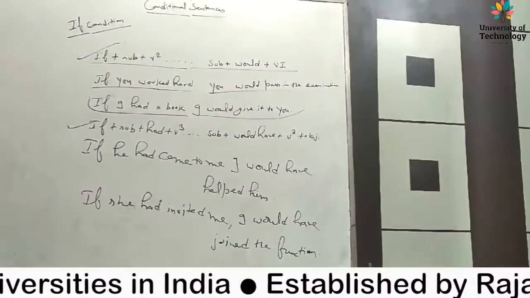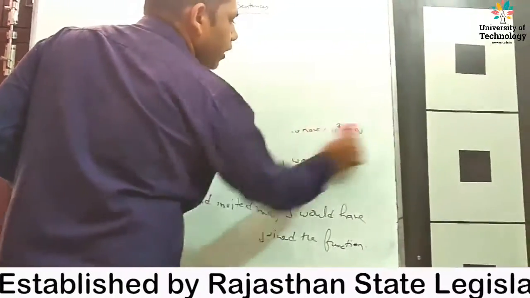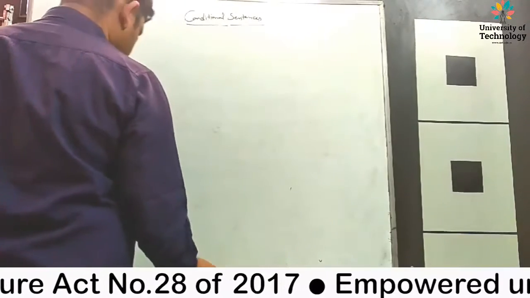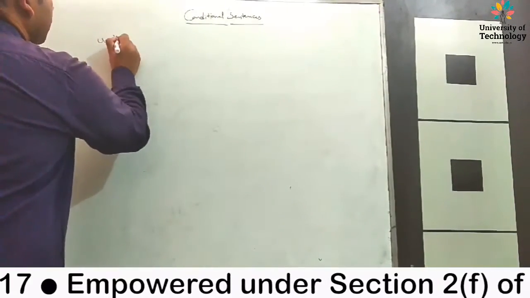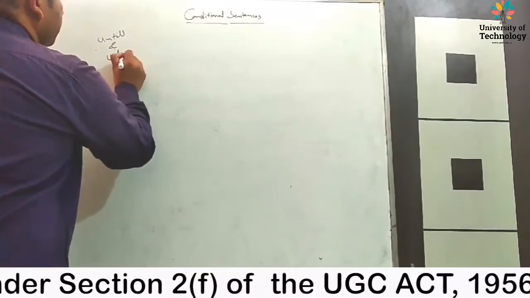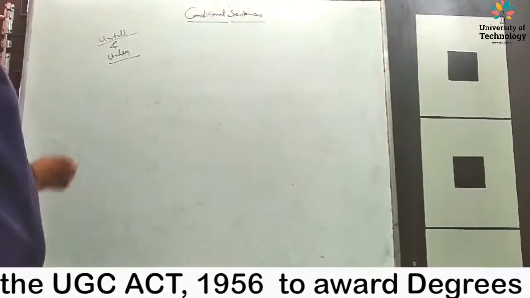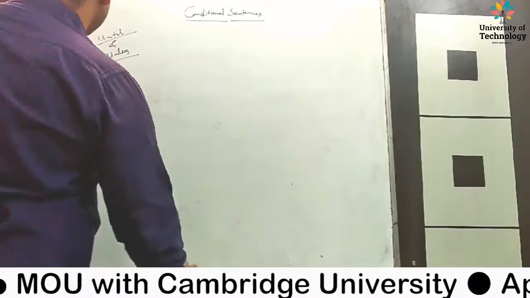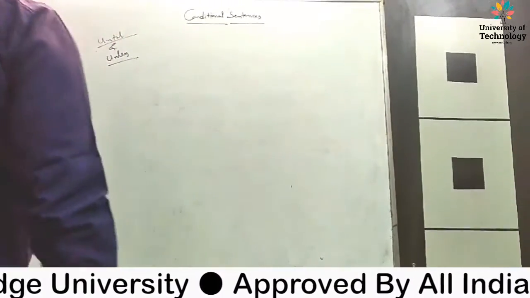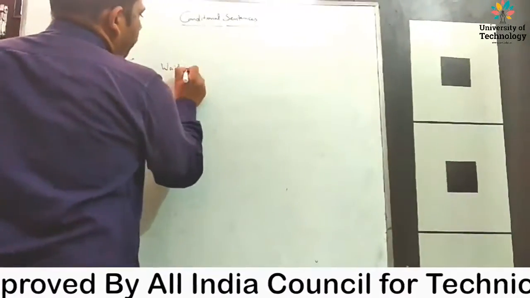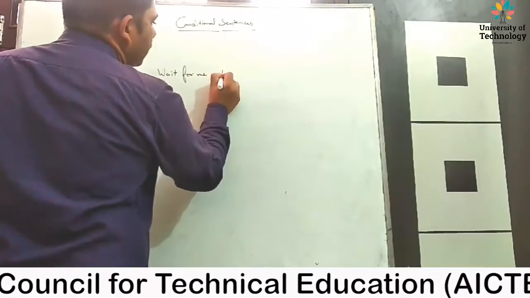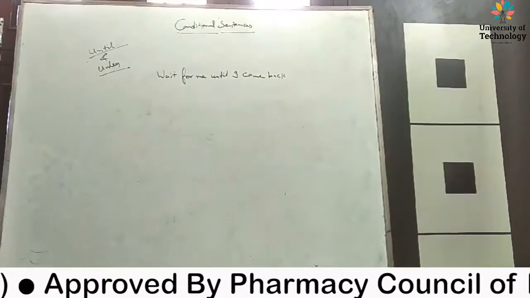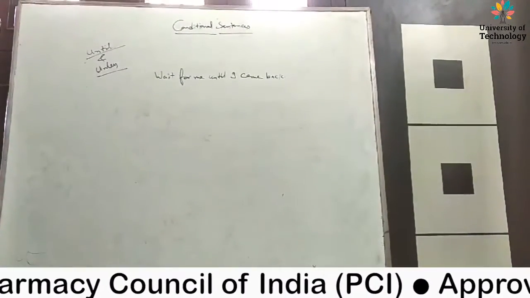Next condition. Let's talk about until or unless condition. Until and unless. Until condition: see, until condition ये समय सूचक है. ये शर्त सूचक होती है. Wait for me until I come back. Wait for me until I come back.